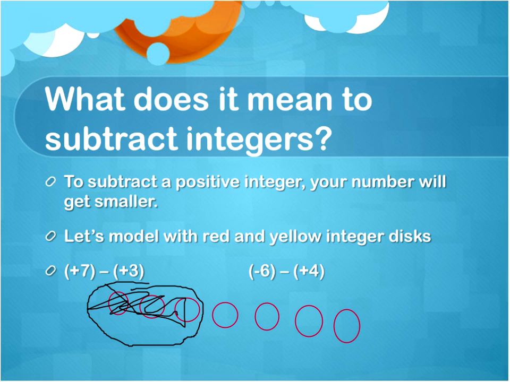What am I left with? I'm left with 4. You're right. So positive 7 minus positive 3 is positive 4. And that means that our number actually got smaller, so we're subtracting a positive integer.